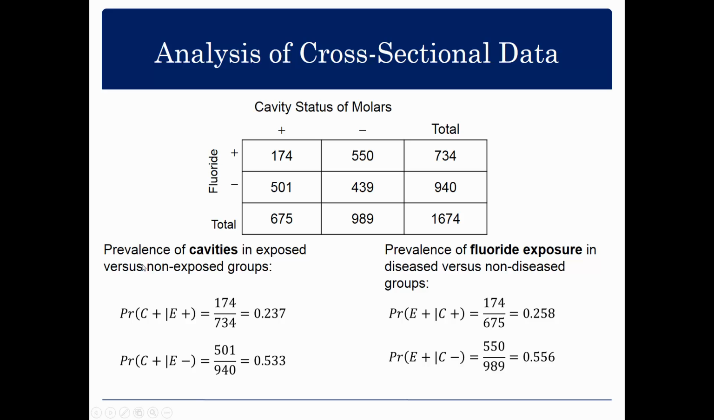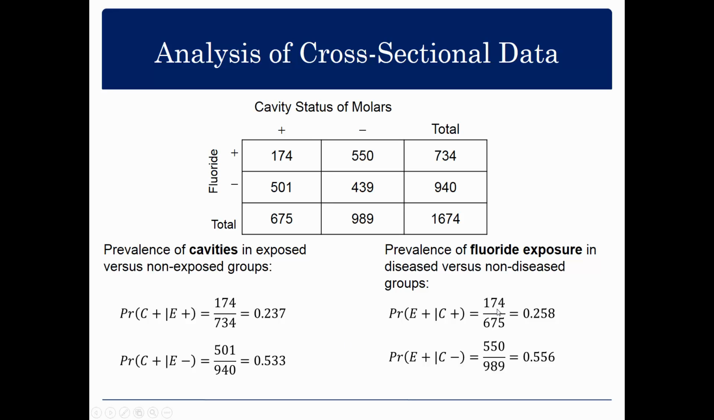And so the prevalence is just the probability of having cavities given you had the exposure, or the probability of having cavities given you didn't have the exposure. So it's defined by exposure, and it's just the number who had cavities out of the total number who were exposed to fluoride, so 174 out of 734, which is about 24%, if my math is correct, and 501 out of 940, which is about 53%. So that's the disease burden, the prevalence of disease.